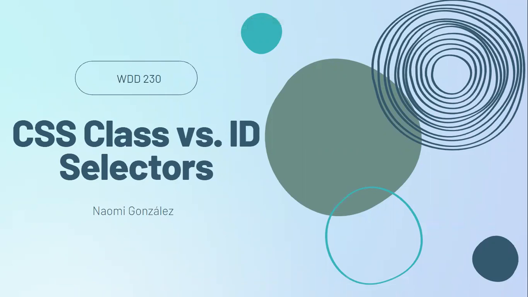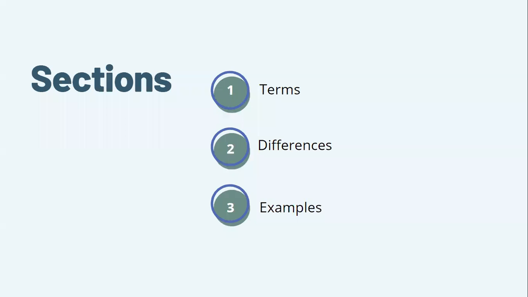I will be talking about the CSS class with the ID selectors, and I am going to divide this presentation into 3 sections. The first one is going to be what are these 2 terms. The second one is going to be the differences between these 2 terms. And the third are going to be some examples with the syntaxes.